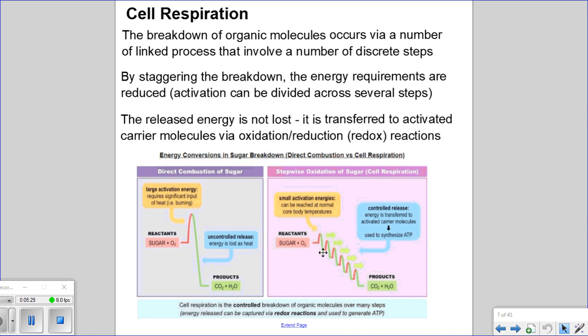Here we have a staggered breakdown of our reactants. So each of these smaller steps here represents a discrete step in releasing that energy. And these smaller steps allow a more controlled release of energy and allow that energy to be more efficiently harnessed in creating ATP. So this is why it's not just one step of breaking down that glucose. It occurs over multiple steps through multiple processes.